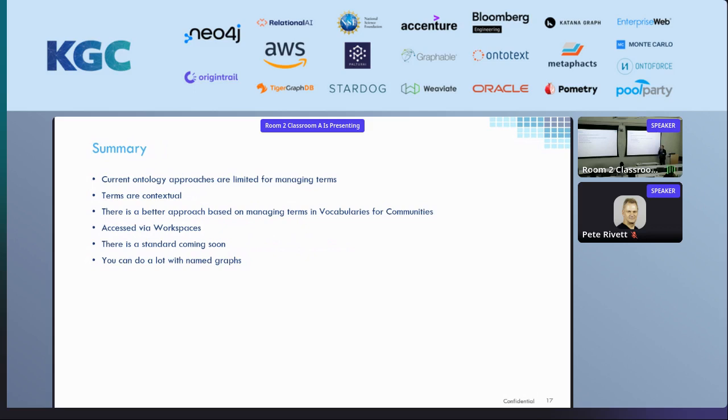So in summary then, the current approaches people are using are pretty limited for really managing terms, because what they ignore is the important thing I've been hammering, which is that terms are contextual. And there's a better approach where we're both standardizing, and there's a short-term RDF-based approach using SPARQL that you can use now, even without full MVF tools.